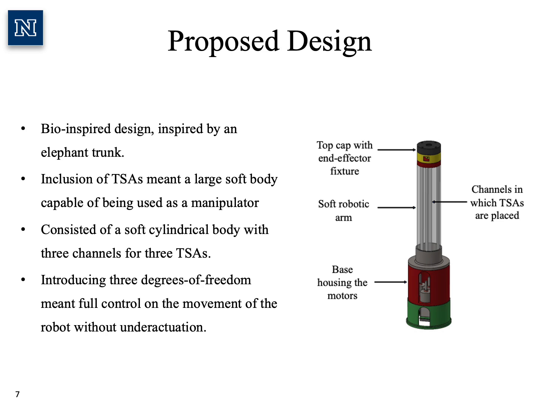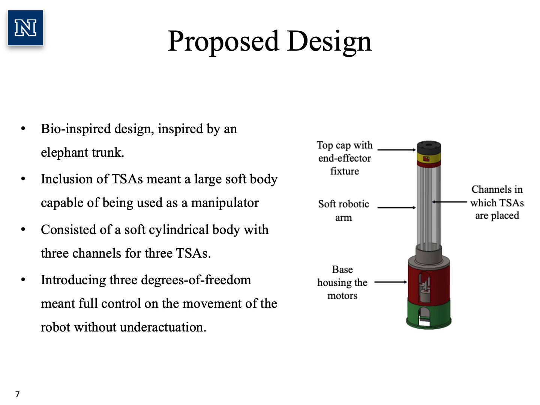The introduction of 3 degrees of freedom meant full control of the movement of the robot in its workspace without any under-actuation. The elephant trunk based design of a soft robot could allow for avoidance of obstacles of unusual shapes in complex environments. Additionally, the natural compliance of the soft robot would allow for safe human-robot interaction.